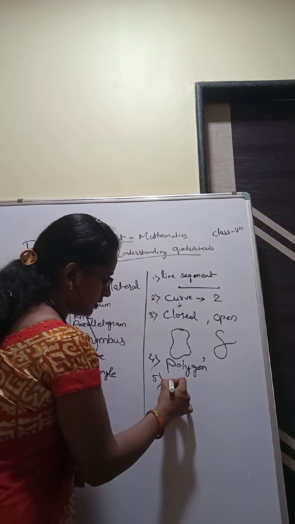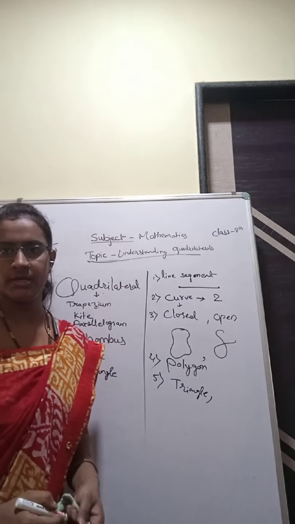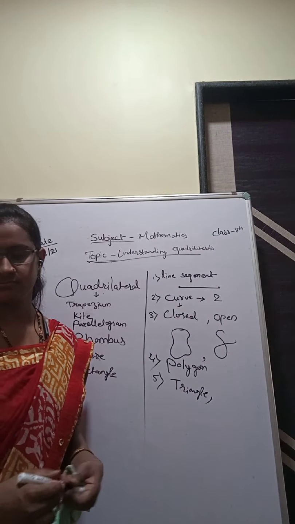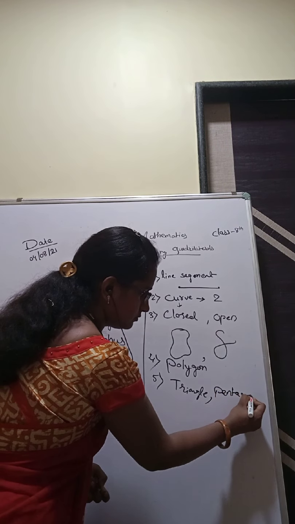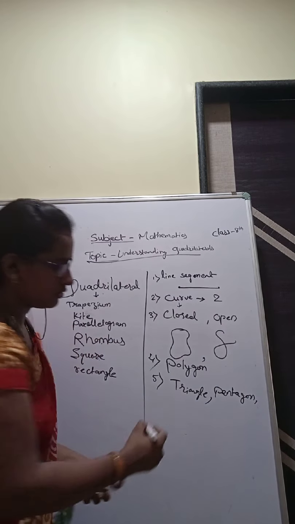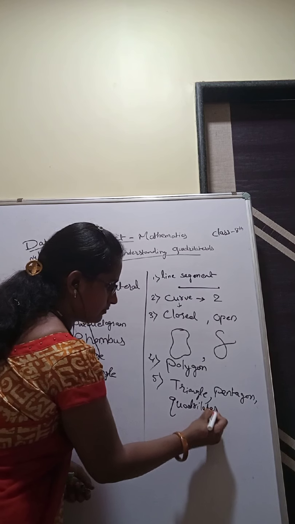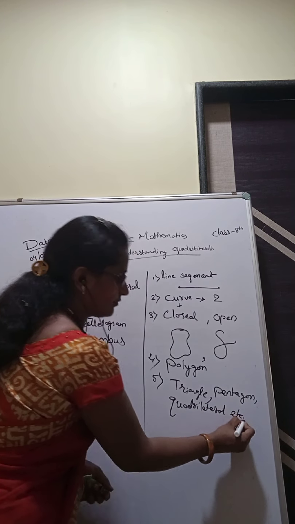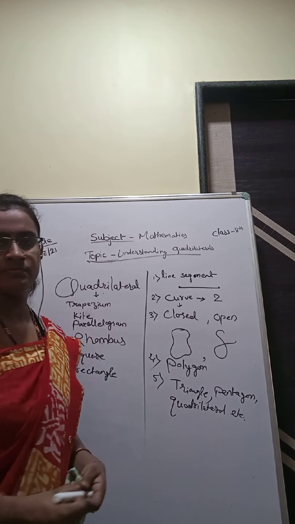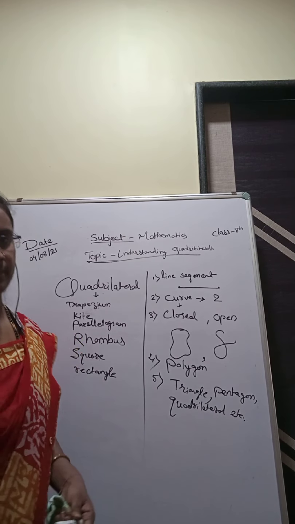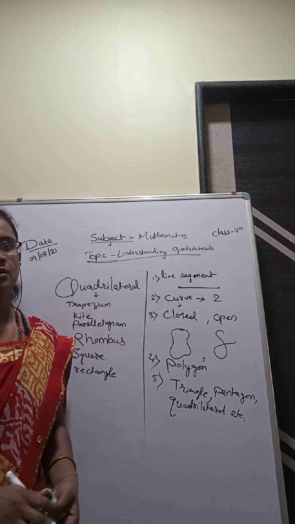Triangle. Pentagon. Very good. And quadrilateral, etc. Very good. So, what is a quadrilateral? Okay, you have some problem now.